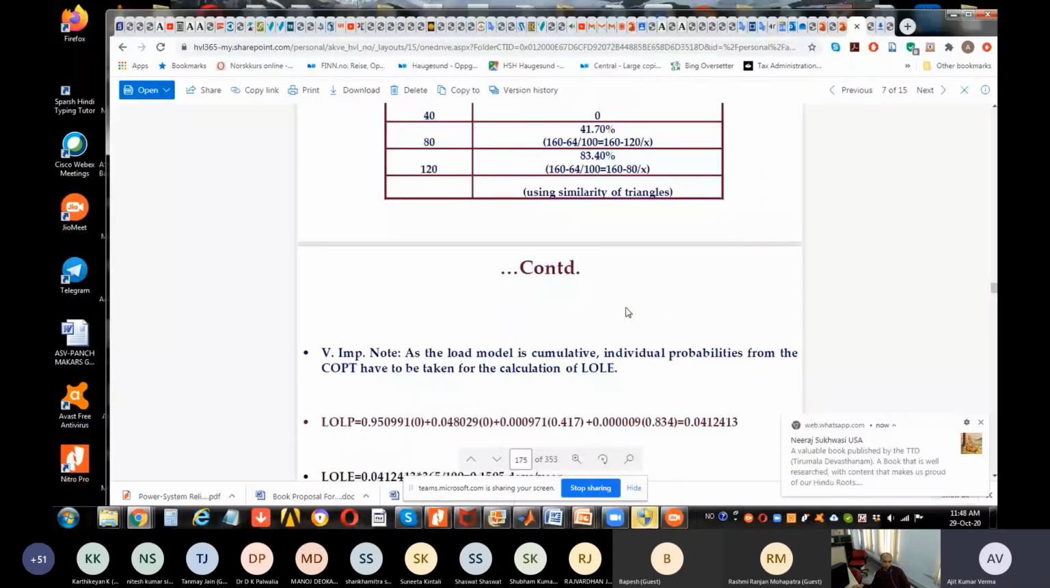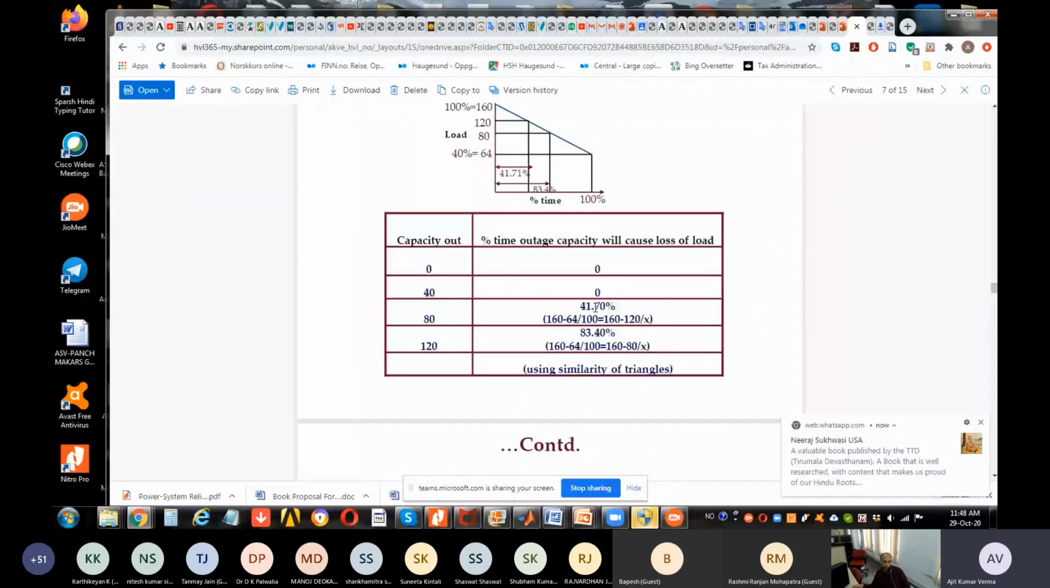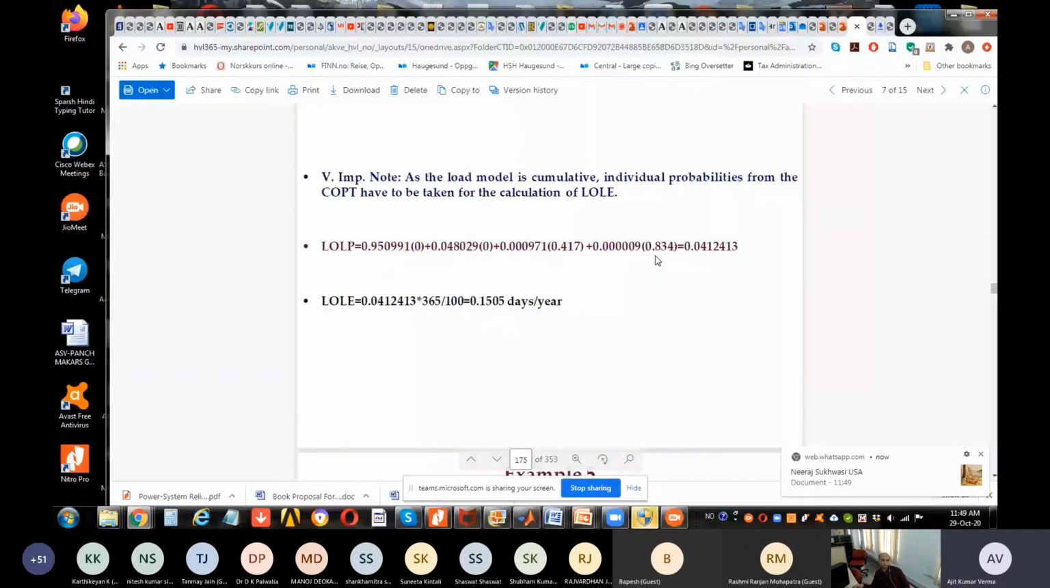So 0.000971 into 41.7%. And then when capacity out is 120, that means capacity in is 80. At capacity in 80 and 120, there'll be loss of load. So there is peak load of 160. So you have 83.4%, so you have 0.834. So you multiply and sum them up, you get this.